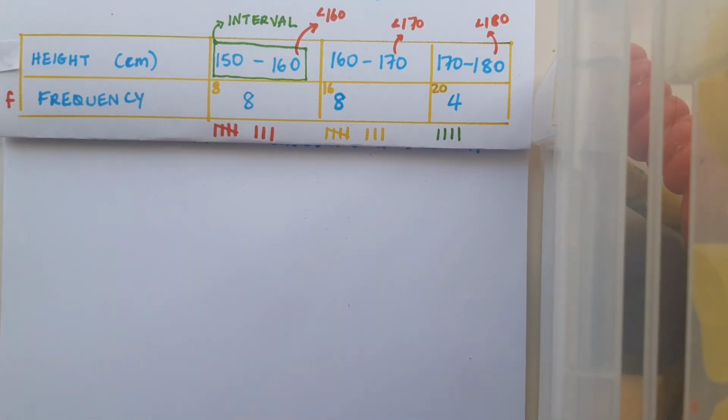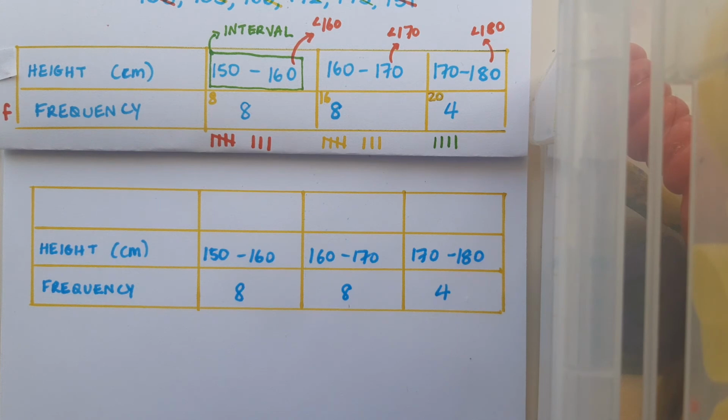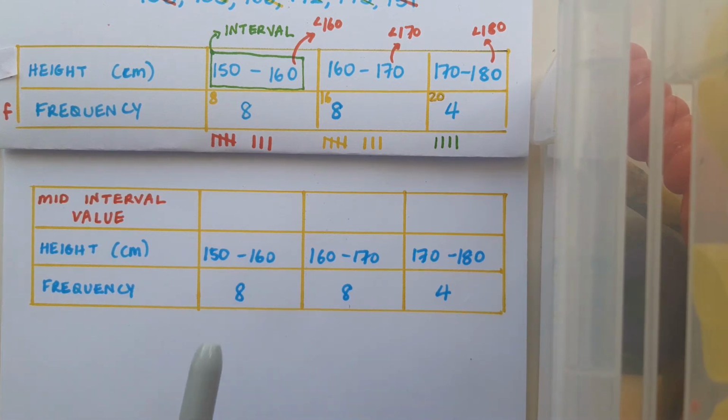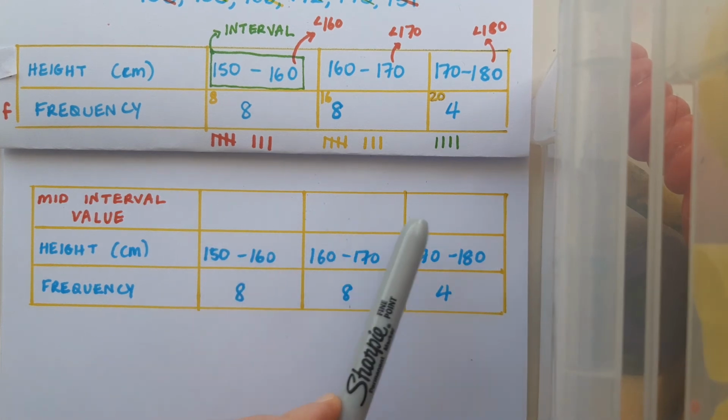So how can we calculate mean if we have a grouped frequency distribution table? Well, the first thing is that we have to add an additional row onto our table. So here I've just made a copy of the same table as before, but with that extra row inserted on top. And I'm going to use that row to calculate what's called the mid-interval value. Now don't forget, the intervals are just these groups here, 150 to 160, 160 to 170, and 170 to 180. The mid-interval value is just the halfway point of each of the intervals.